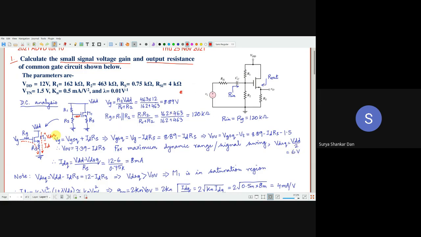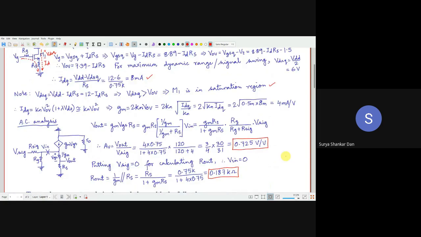Number one is that given the circuit topology, M1 is in saturation. This is the first thing that we have understood until now. We needed to do that. And then taking VDSQ exactly half of VDD, we are finding out the value of IDQ, that is VDD minus VDSQ, which we have taken as 6, divided by RS, which will be 8 milliamps. So M1 is in saturation and IDQ is 8 milliamps. These are the things which we already know.